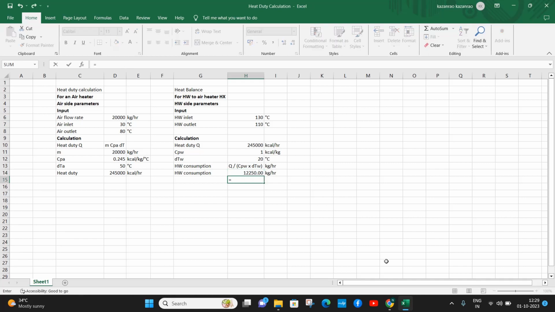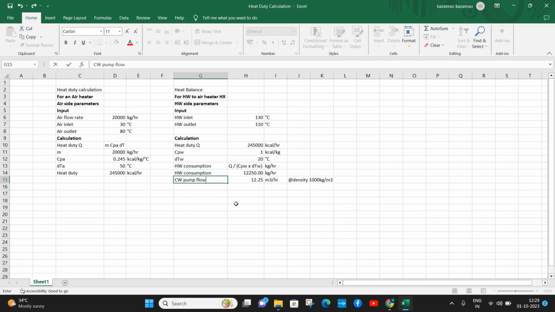The same can be represented as 12.25 meter cube per hour, considering density of 1000 kg per meter cube. We can write at density 1000 kg per meter cube. So here we are doing two things. One is calculation of flow rate, and another one is the circulating water pump flow rate.